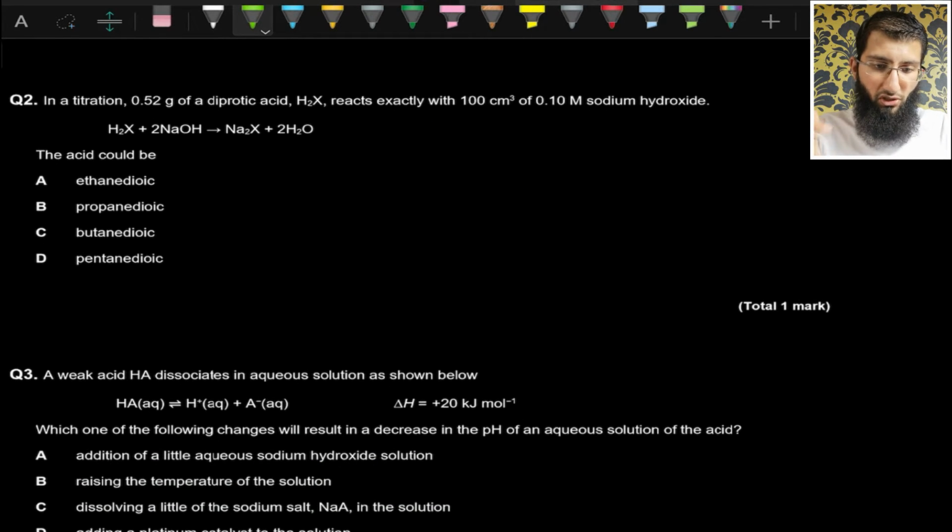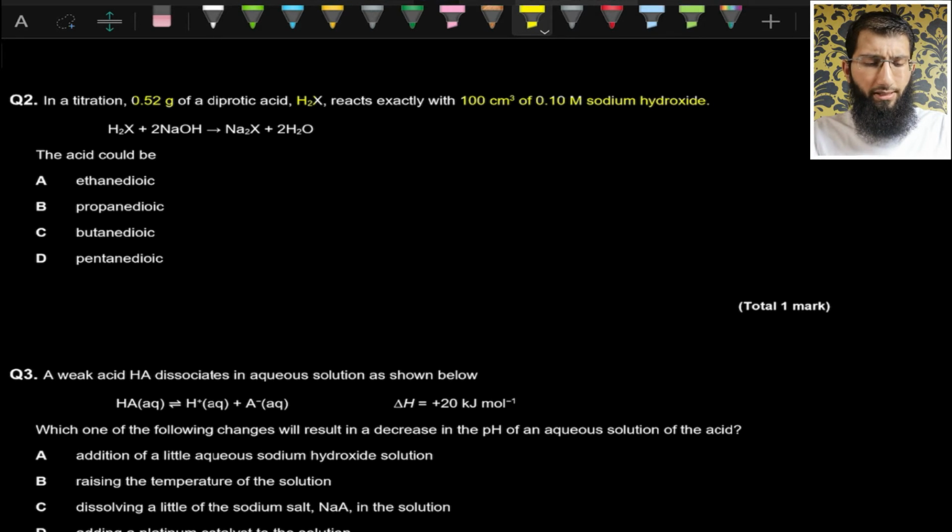Right, okay, so question number 2. You're told that in a titration, 0.52 grams of a diprotic acid, diprotic meaning 2 hydrogens, reacts exactly with 100 centimeters cubed of 0.1 molar sodium hydroxide, and you're given the equation and it's balanced. You're asked to identify what the acid is, and you've been given a selection of 4 organic acids, each of which are dioic acids.